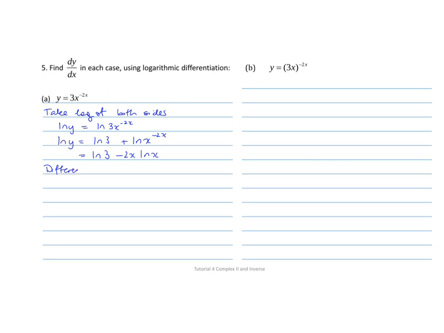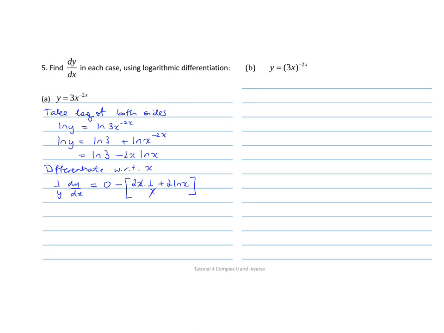Differentiate both sides. Now, on the left-hand side, it's implicit differentiation. So differentiate with respect to x. We have 1 over y, dy dx, because it's implicit, because we're differentiating with respect to x. And on the right side, log 3 goes to 0. And then the second one is first differentiate the second, plus the second differentiate the first. So the 2x goes to 2. That there, as you can see, cancels out.